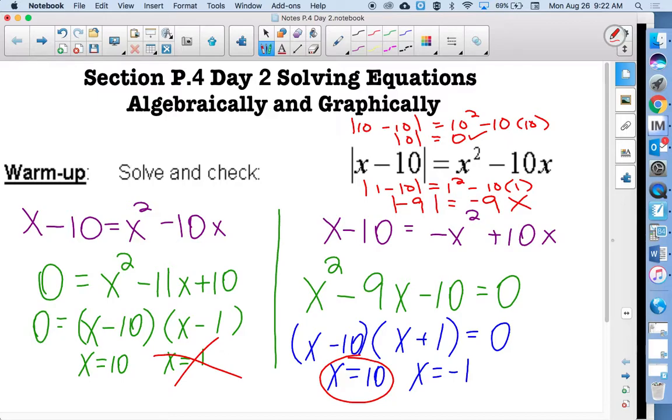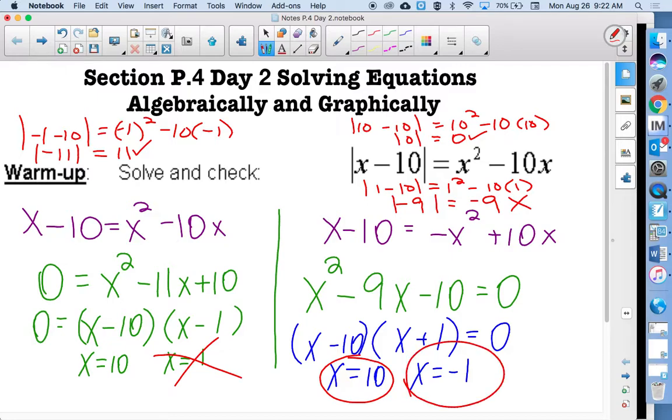And then the last one, plugging in the negative 1. So negative 1 minus 10, again, into the original problem. Negative 1 squared, 10 times negative 1. So that's negative 11. And then over here, we have a positive 1 and a positive 10, so that's a positive 11. Does the absolute value of negative 11 equal positive 11? Yes. So I have 2 answers of 10 and negative 1.